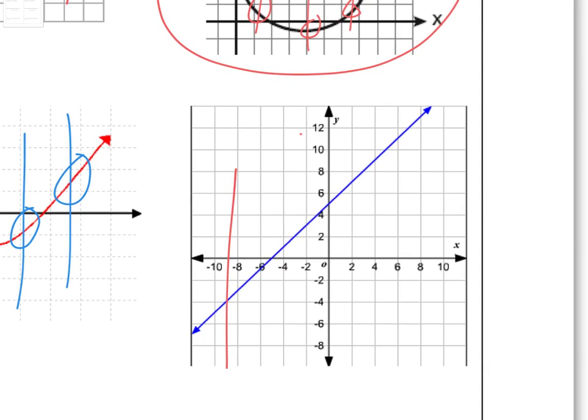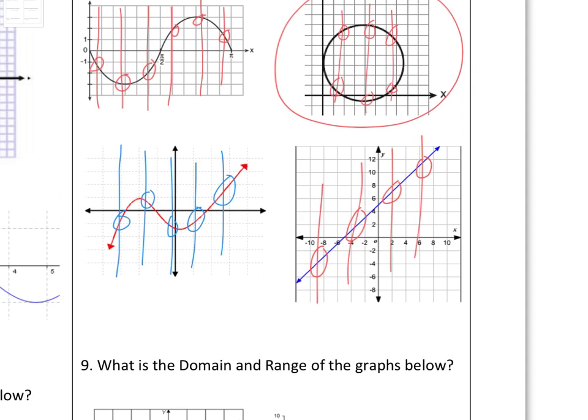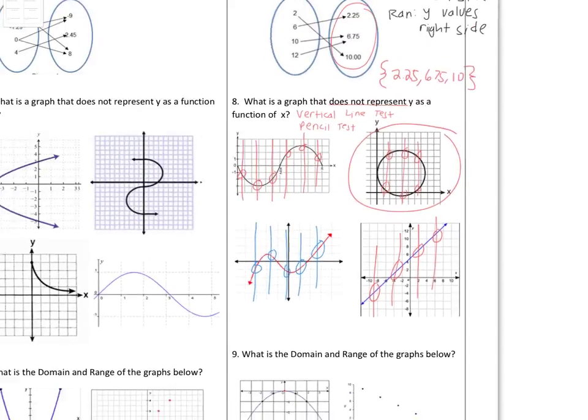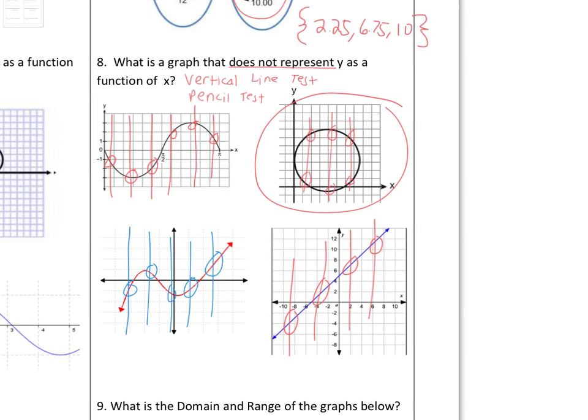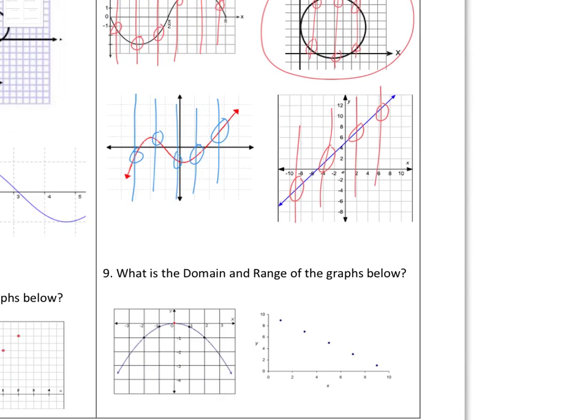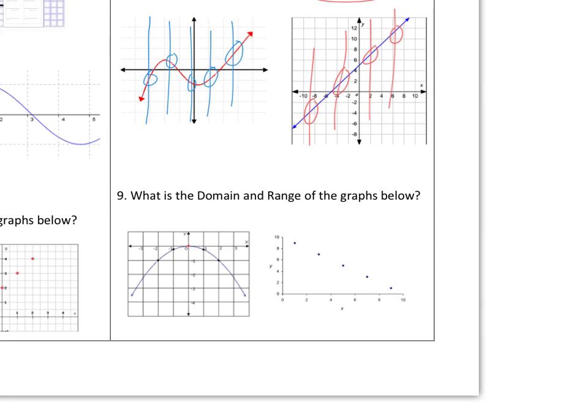And the last one is just a line. If it is a line, it is always going to be a function because a line will never turn around to be able to have the x's repeat. All right, so in this one, only one of the graphs is not a function. Okay. Last one on page 2.